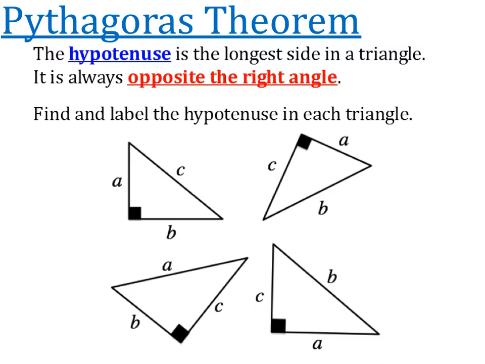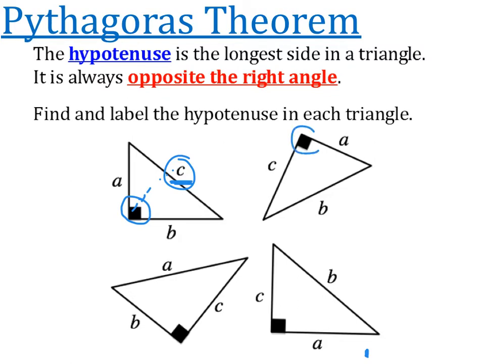So in each of these 4 triangles, we're going to try to find the hypotenuse. For this very first triangle, here is the right angle right there. If I want to find the longest side, it's always going to be opposite to the right angle. So if I'm standing here at the right angle, I can walk directly across. So this side over here where I've ended up, side C, is the hypotenuse on this triangle.